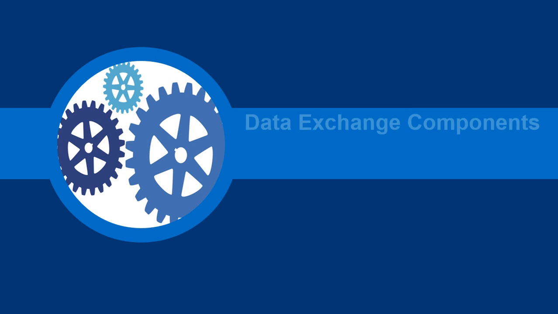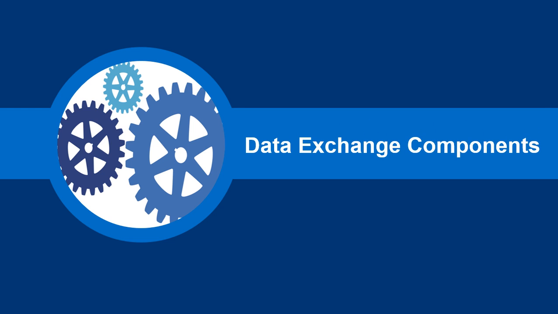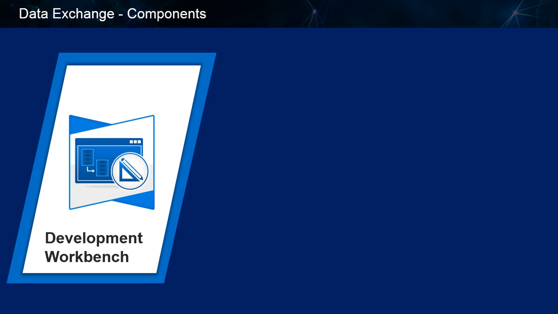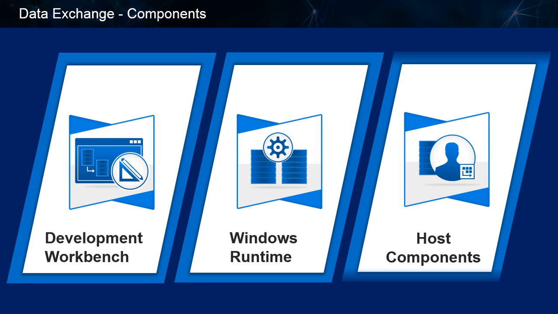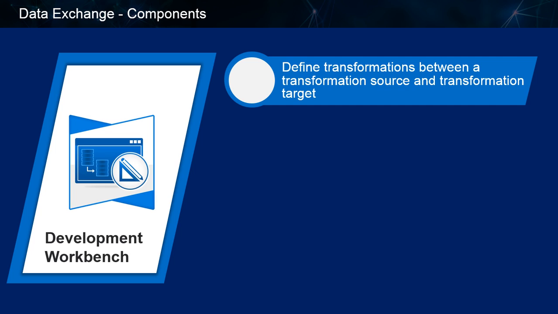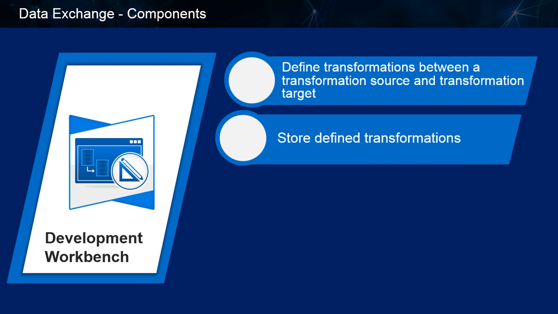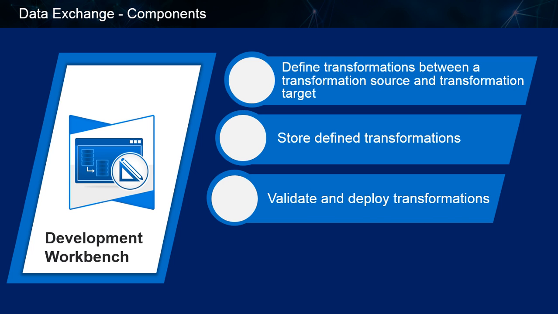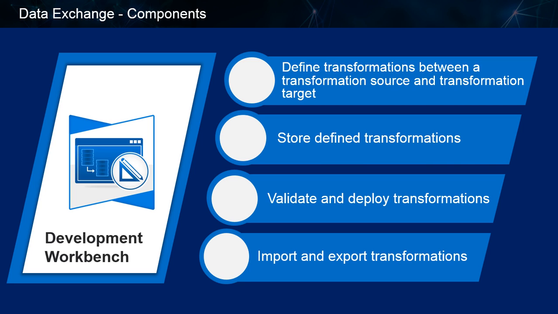Next, let's go through the Data Exchange components. Data Exchange has three components: Development Workbench, Windows Runtime, and the host components. Development Workbench is a Windows-based application designed to define transformations between a transformation source and transformation target. The defined transformations are stored in the Development Workbench repository. Additionally, using Development Workbench, you can validate and deploy the transformations and import and export the transformations. You will learn more about Development Workbench in the Features section of this tutorial.